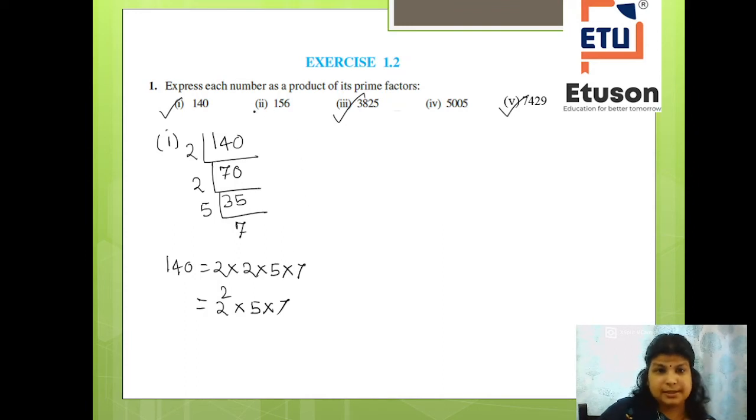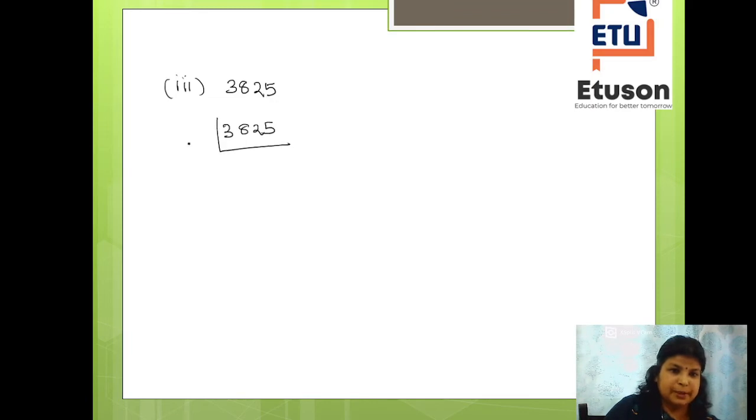Now let us go to the third bit. Bit 2 I will give you as homework, and this one is also your homework. So let us go to the third bit, that is 3825. We have to find out the factors of the number 3825. It is not divisible by 2. It is divisible by 3. You divide by 3 and you will get 1275. Again you divide it by 3.